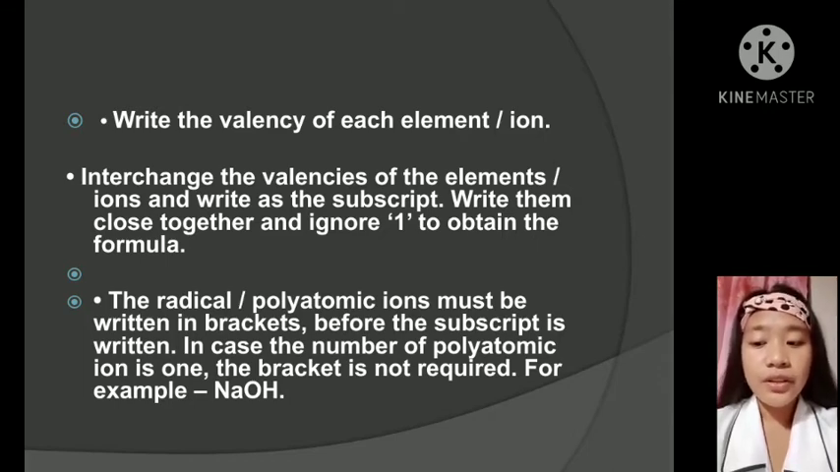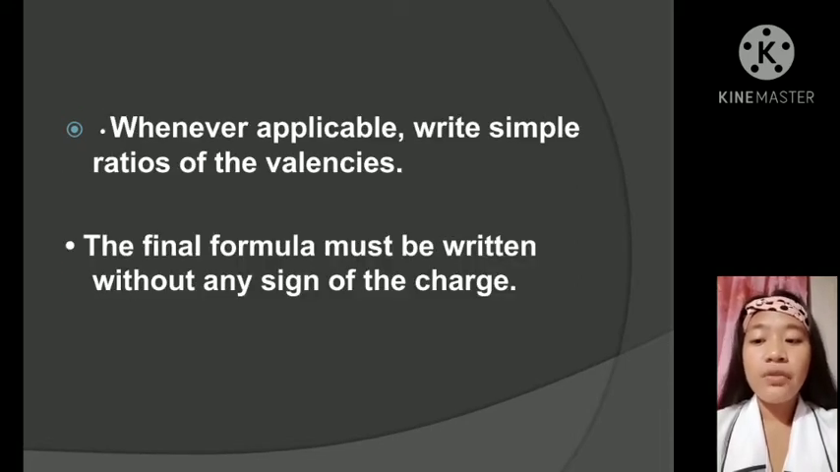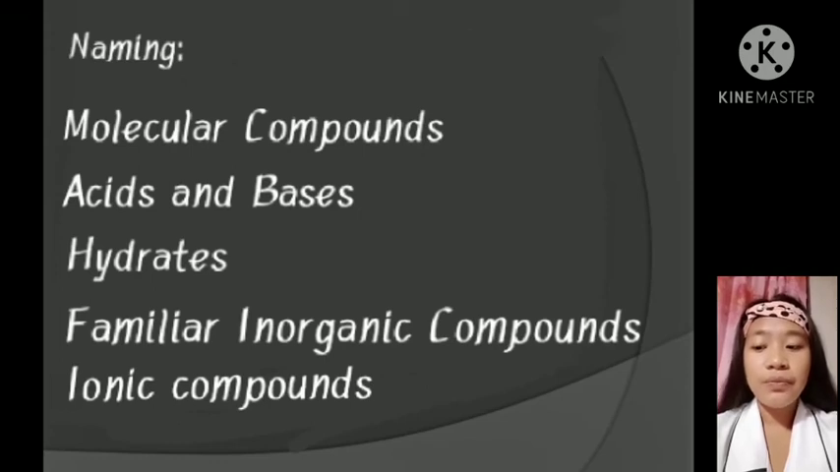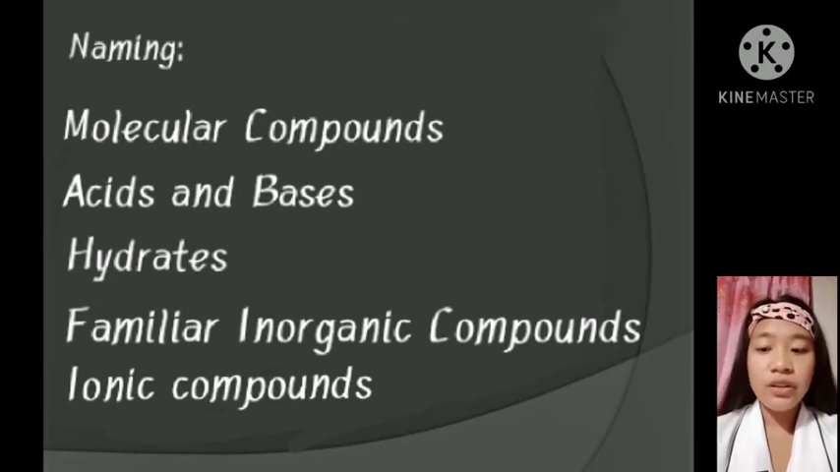Fourth, the radical or polyatomic ions must be written in brackets before the subscript is written. In case the number of polyatomic ions is 1, the bracket is not required. Fifth, whenever applicable, write simple ratios of the valencies. And last, the final formula must be written without any sign of the charge. Naming compounds. There are 5 types of compounds: ionic compounds, molecular compounds, acids and bases, hydrates, and familiar inorganic compounds.